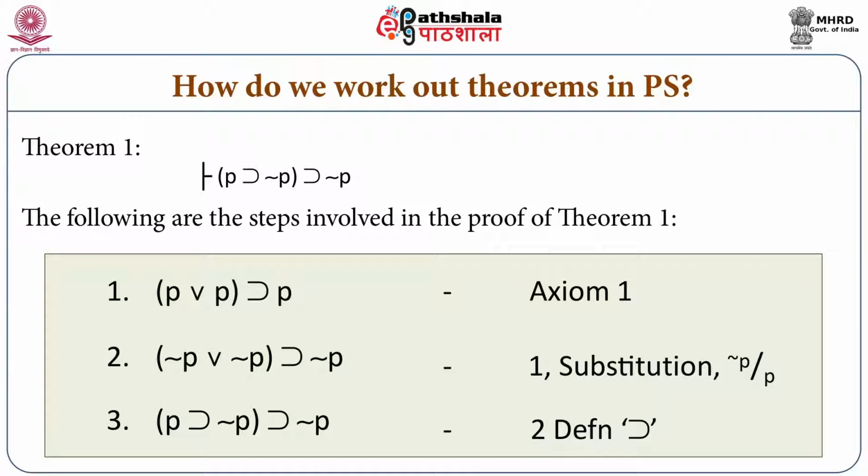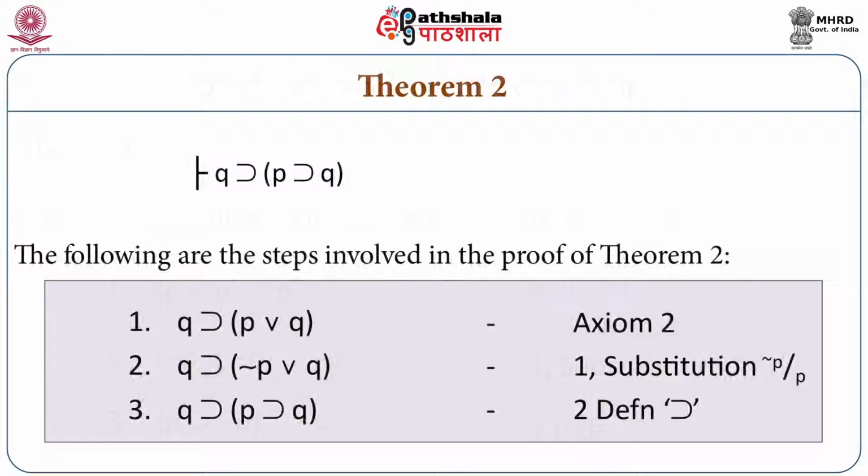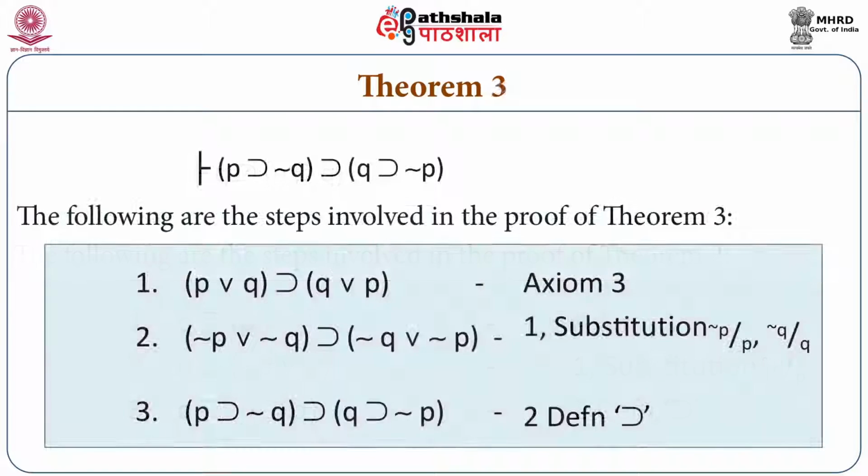Theorem 1. P implies not P implies not P. Simply put, if a sentence negates itself, then it is false. Theorem 2. Q implies P implies Q. That is, if a sentence, let us say Q, is true, then it is implied by any sentence, true or false, which we may here call it P. Theorem number 3.